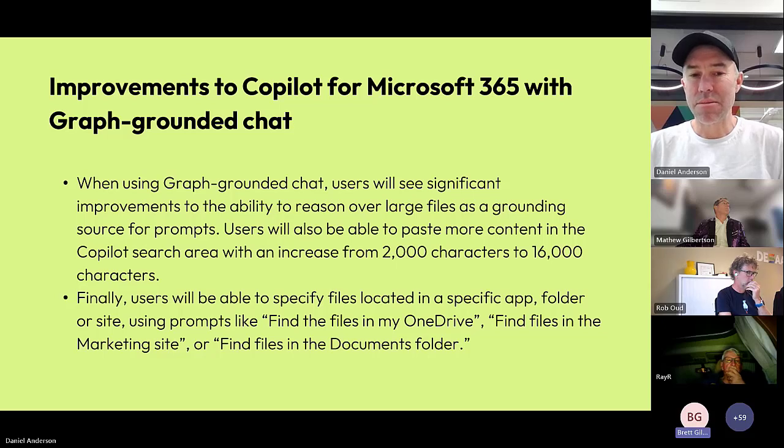This is something that I think is going to be pretty good. So being able to find, or prompt using prompts like, "find files in my OneDrive" or "find this particular file," or these groups of files in a particular marketing site, or in a specific folder inside of document libraries, inside of sites, as well as your OneDrive, which I think is going to be pretty good.